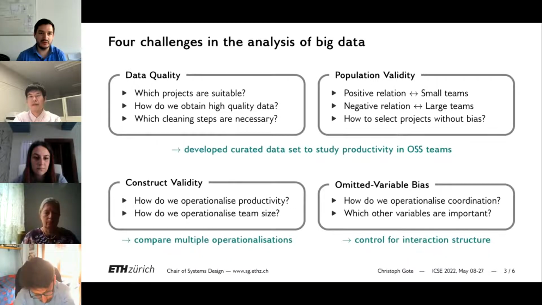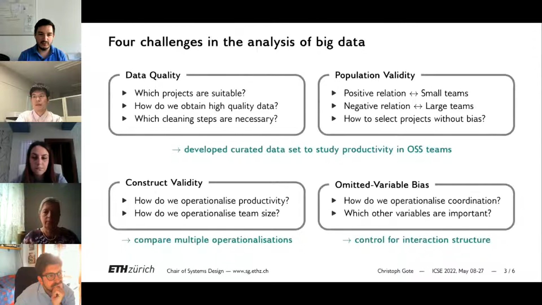In order to do so, we look at 4 challenges in the analysis of big data. One would be big quality, data quality. If we look at the projects on GitHub, which projects are actually suitable to study our research question? Then there are things like population validity. Let's say we have 100,000 projects. If we cannot study all of them at once, how do we select projects from these 100,000 without introducing a bias? There is construct validity. Obviously, in order to study this relationship, we need to operationalize productivity and team size. And finally, omitted variable bias. There might be a lot of other factors also influencing this relationship.